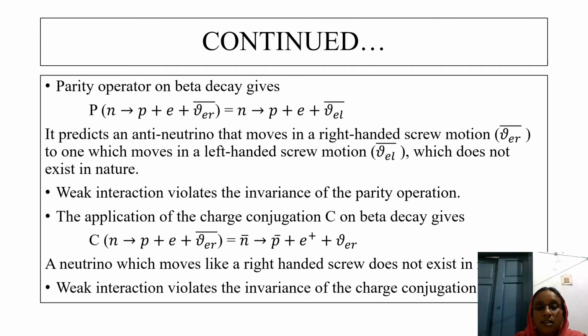Here, this is also not a possible reaction in nature because neutrinos are always left-handed. Neutrinos move just like a left-handed screw and anti-neutrinos move just like a right-handed screw. So this interaction is not possible in nature. So charge conjugation is also violated in the case of beta decay. Weak interaction violates the invariance of charge conjugation also.